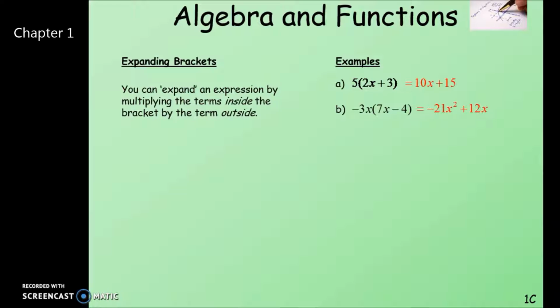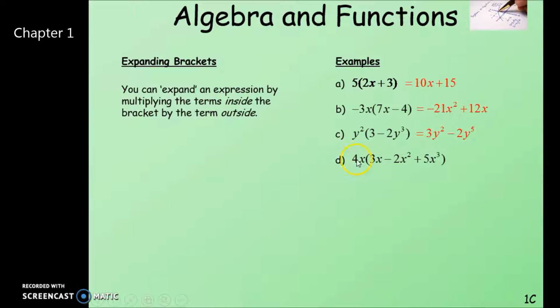Now I'm going to put up some other questions for you to have a go at. So pause the video and have a go at this one. And to save time, I'm just going to put up the solutions here. So hopefully you followed the rules and you ended up with that result there. Have a go at another one here. And again, let's just quickly walk through this one.